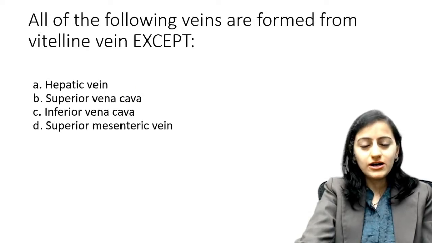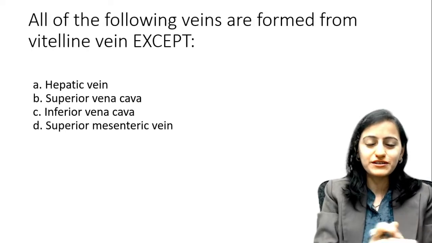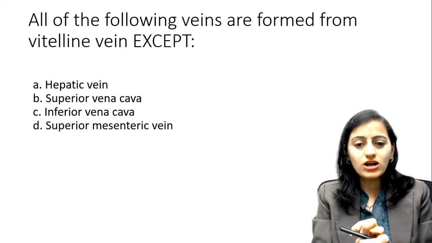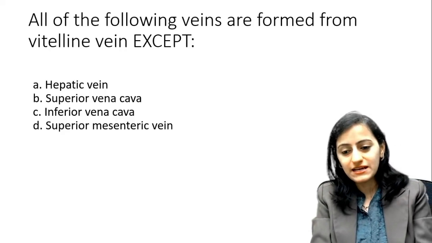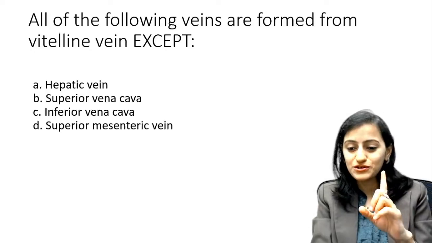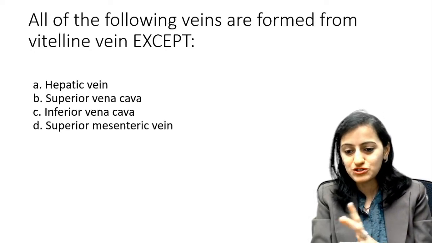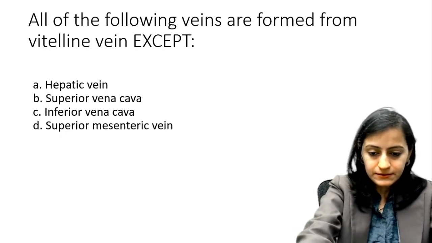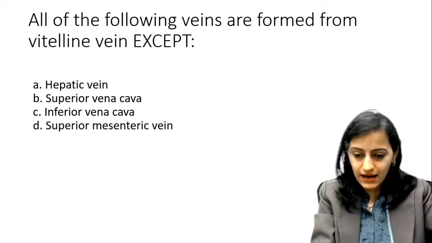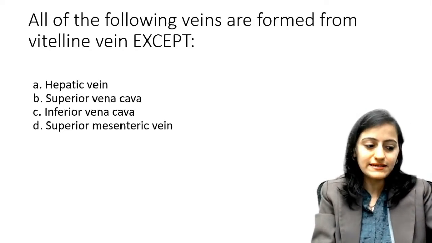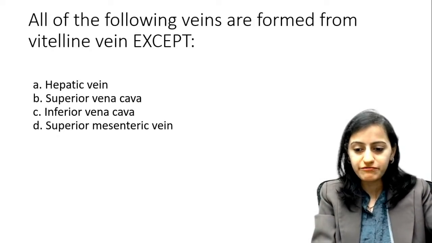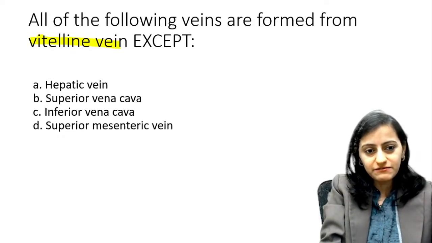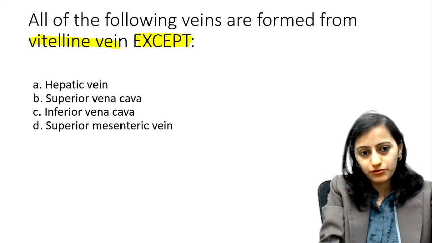All right. So a pre-session question here for all of you. Let me see how many of you get this one right. All of the following veins are formed from the vitelline vein except which of the following?